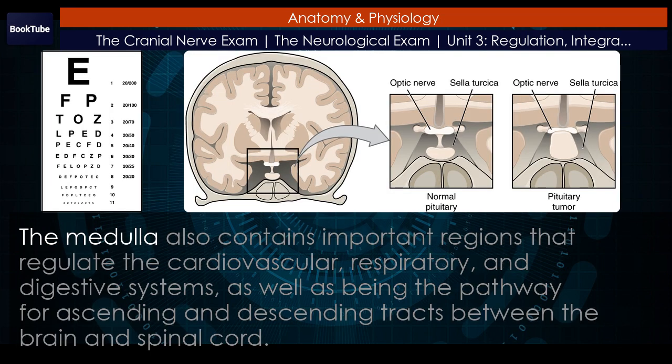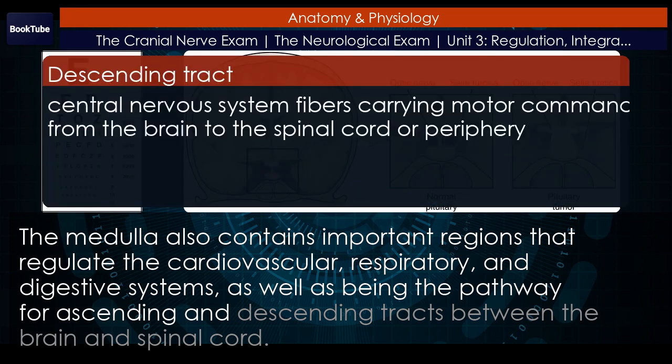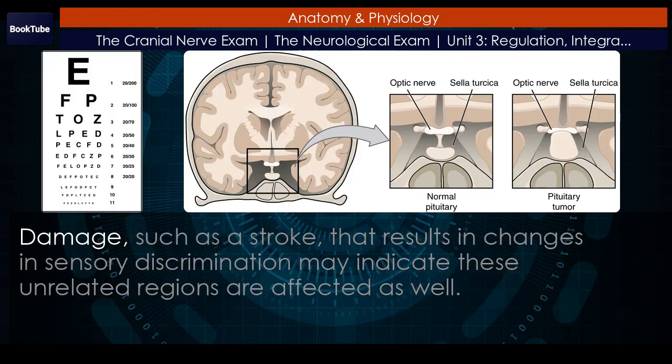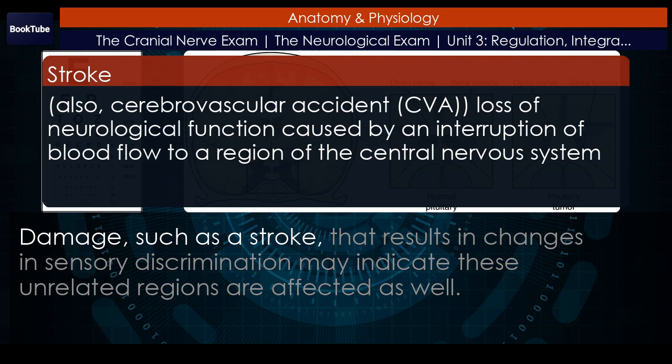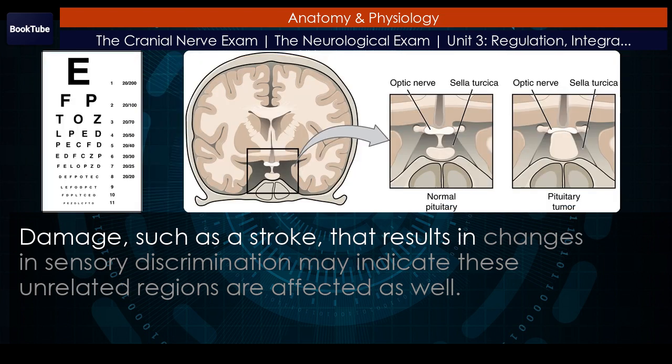The medulla also contains important regions that regulate the cardiovascular, respiratory, and digestive systems, as well as being the pathway for ascending and descending tracts between the brain and spinal cord. Damage, such as a stroke, that results in changes in sensory discrimination may indicate these unrelated regions are affected.